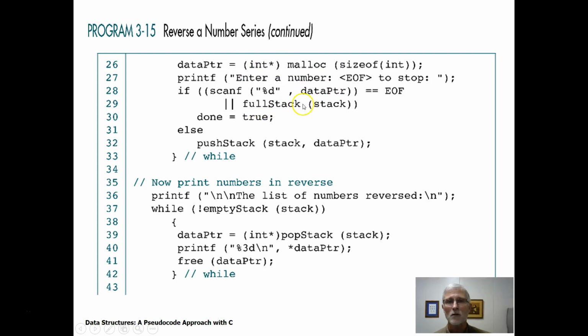Now look at it. What am I doing? I'm checking if the stack is full. If it's full, I'm done and I can't go any further, because you want to prevent errors from happening. If it's not full, go ahead and put one item on the stack. So I go through this loop, putting things into the stack until it's full or I've exceeded all my numbers. Now I've got to print the numbers in reverse.